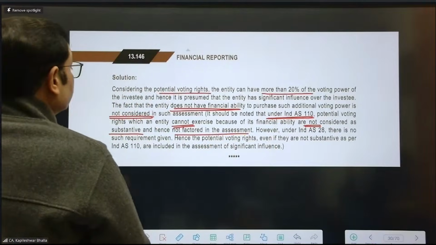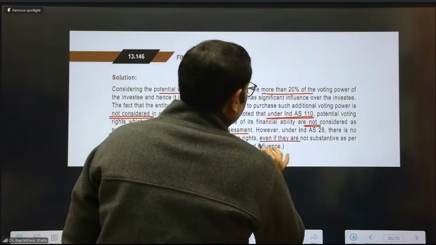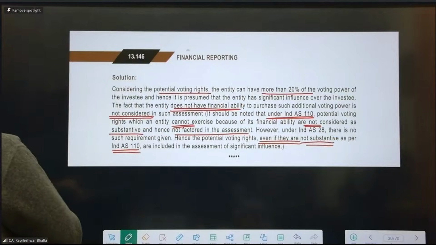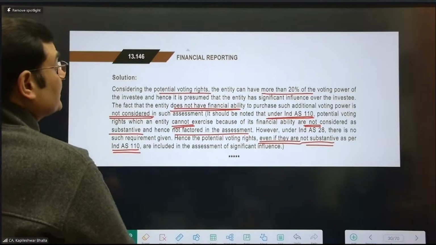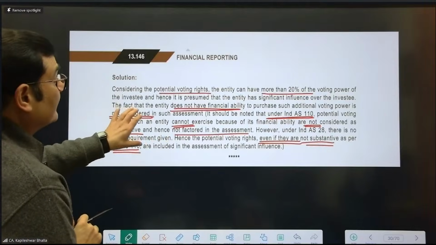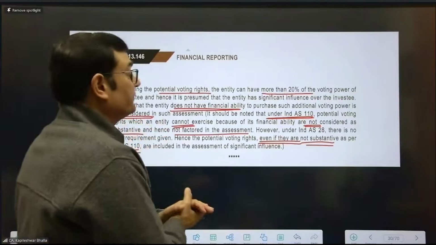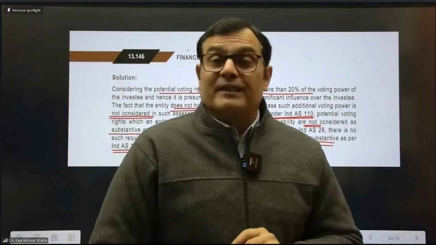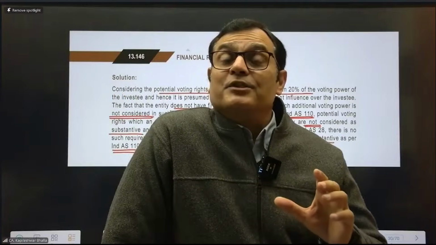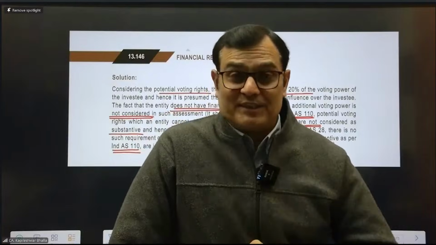However, in Ind AS 28, there is no such requirement given. Hence, the potential voting rights, even if they are not substantive as per Ind AS 110, are included in the assessment of the significant influence. Now, watch this carefully again. It says the fact that the entity does not have the financial ability is not considered. So there is a difference in terms of Ind AS 28 and in terms of Ind AS 110 as far as the concept of potential voting rights is concerned.